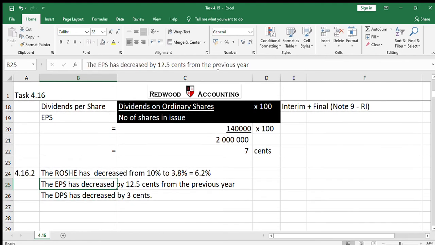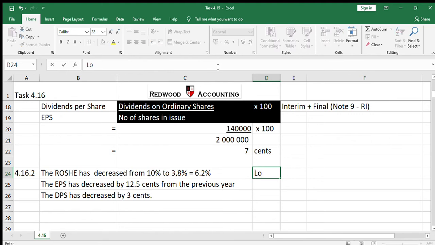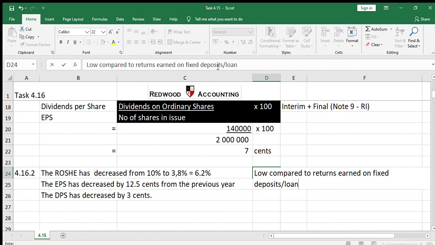So the return on shareholders' equity, we've got an answer of 3.8%. We've compared it to the previous year. We can also compare it to the return earned on other investments. So if your company has a loan or fixed deposit, you could compare it to that interest rate. We can also say it is very low compared to returns earned on fixed deposits or loans. Normally this is about 12-15%.